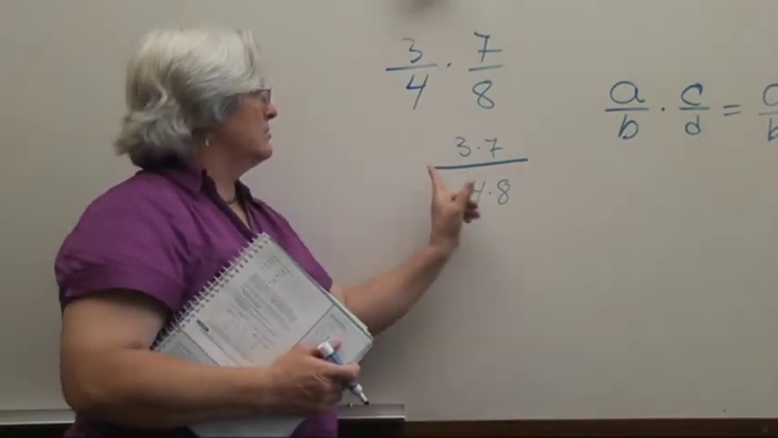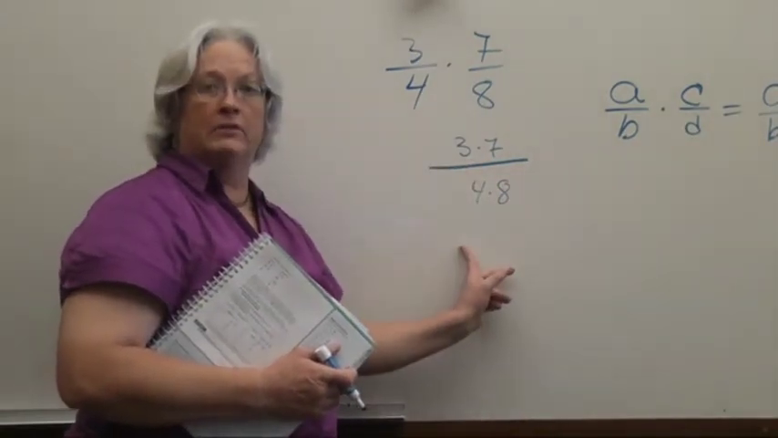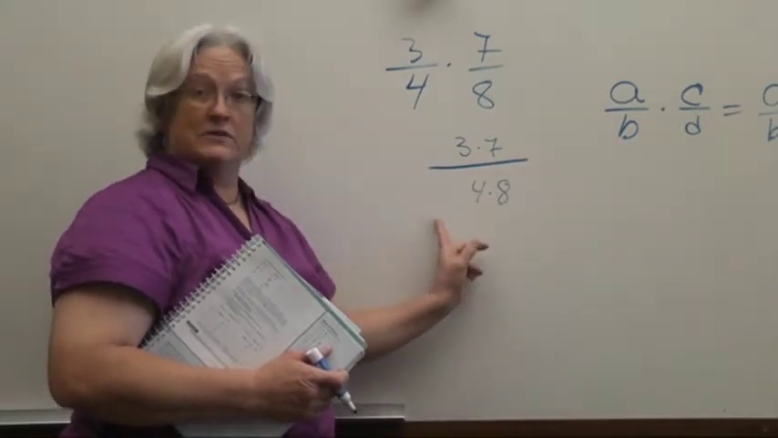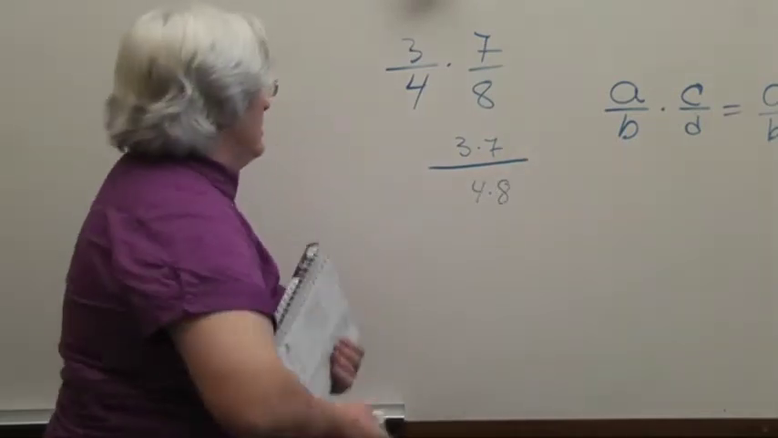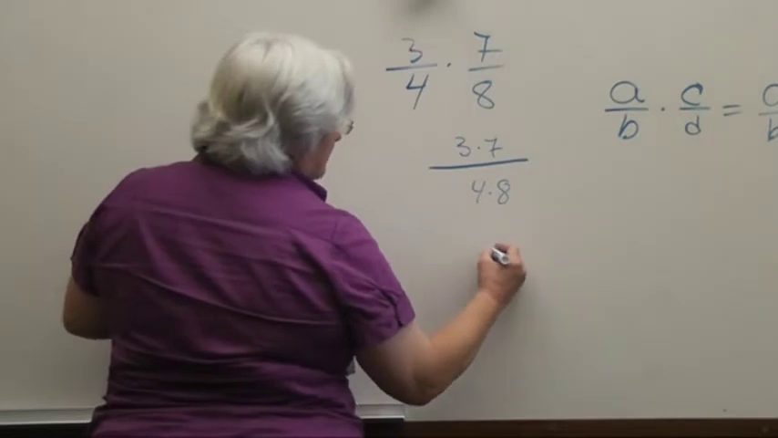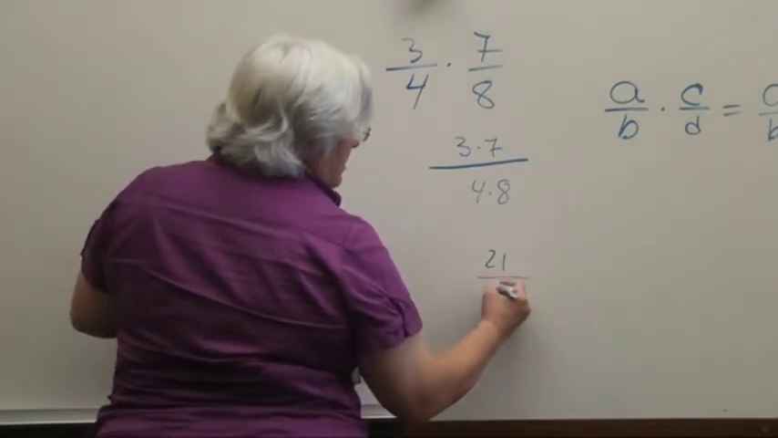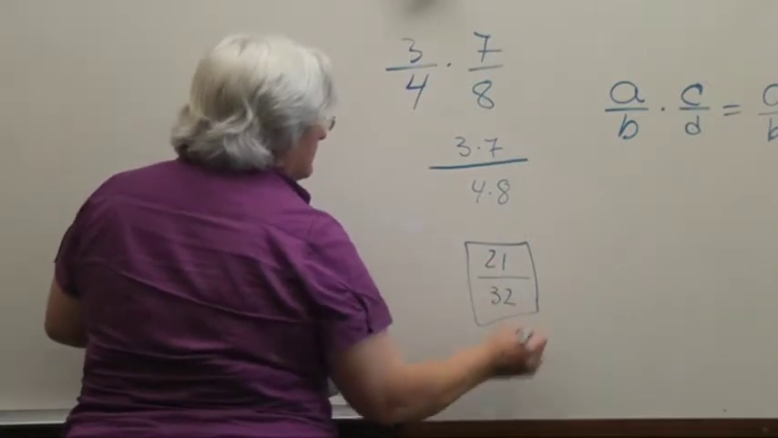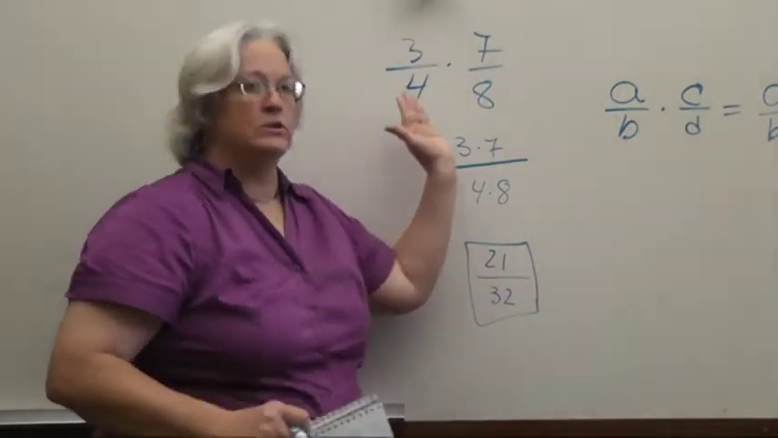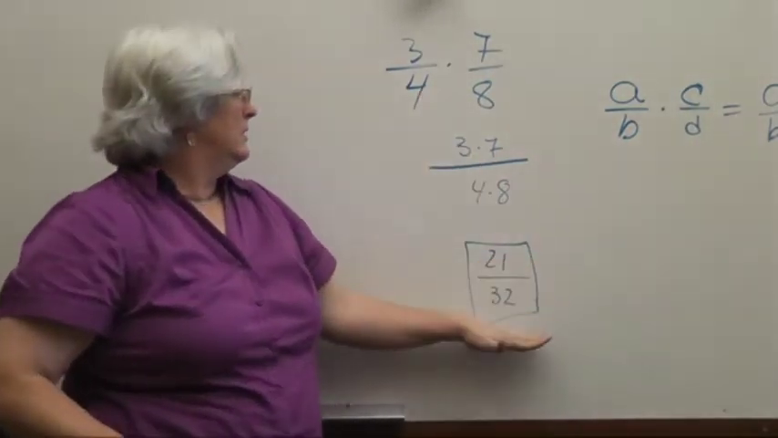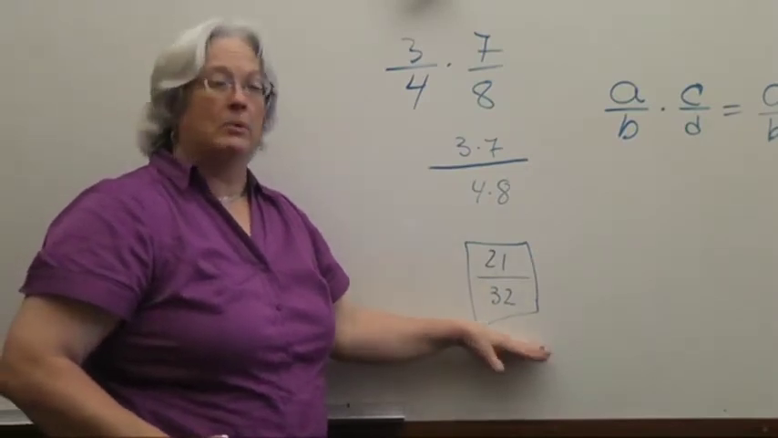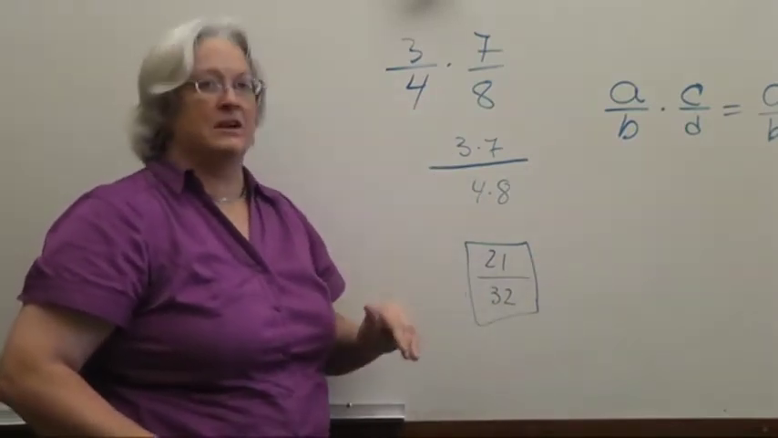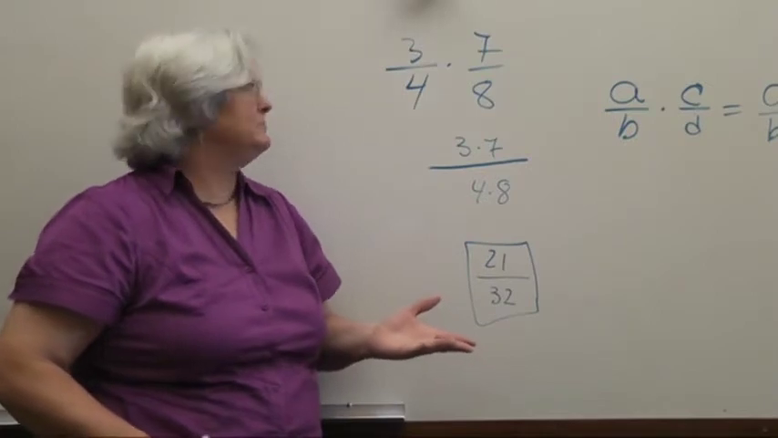There's no factor of 3 in the denominator. There's no factor of 7 in the denominator. So we're going to take the product of 3 and 7, which is 21. The product of 4 and 8 is 32. And this is the solution to the multiplication problem, 3/4 times 7/8. That's all there is to it.